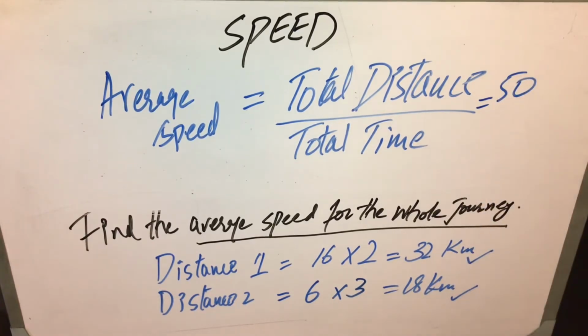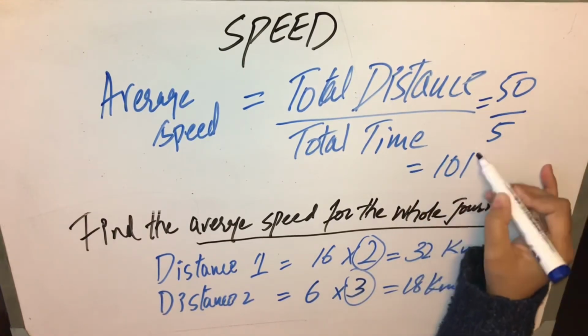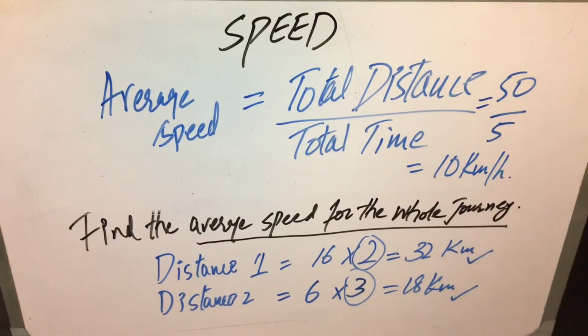And total time, we had 2 hours and 3 hours, total time is 5. So our answer will be 10 kilometer per hour.